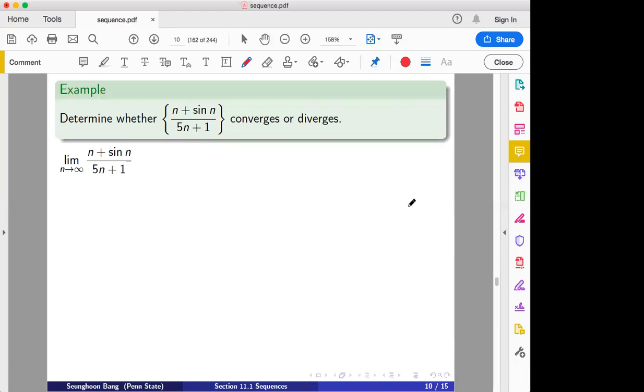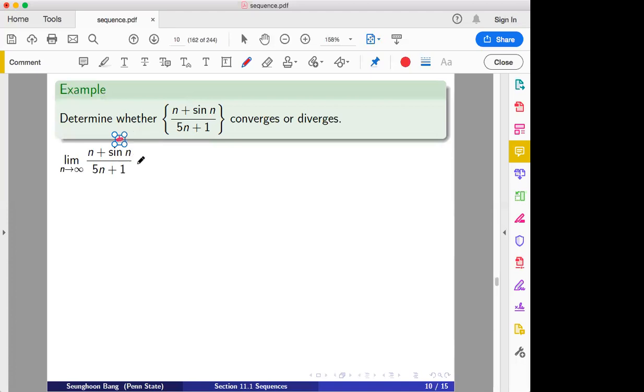So n is going to infinity. The top is infinity plus the sine function, which oscillates between -1 and 1, so infinity minus 1 or infinity plus 1. This is infinity. The bottom, 5 times infinity plus 1, is infinity. So infinity over infinity. Don't use L'Hopital's rule: when a sum with trig functions is given, it usually doesn't work.